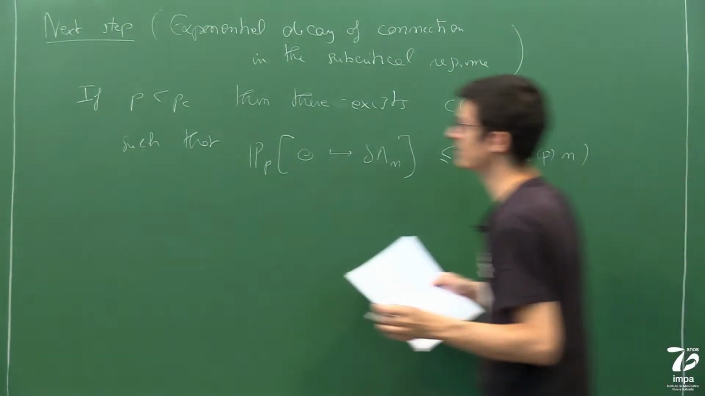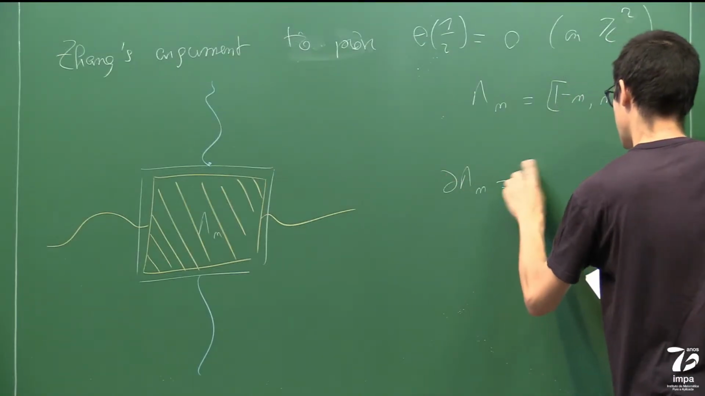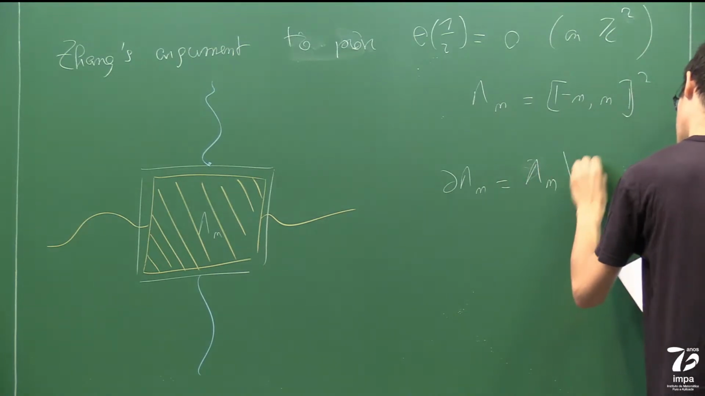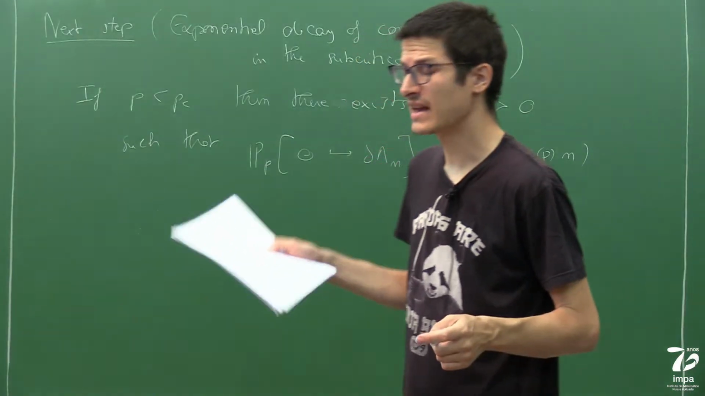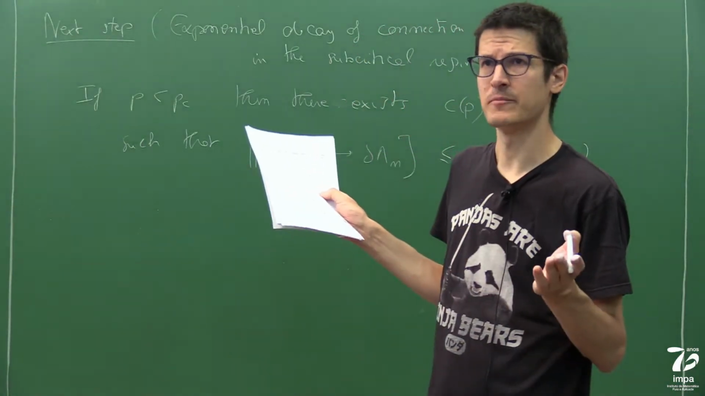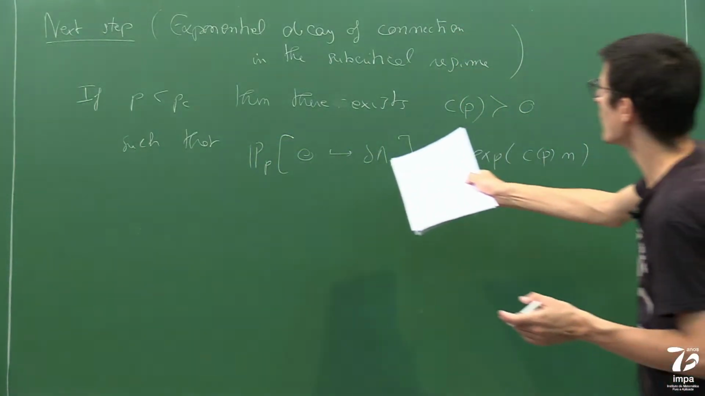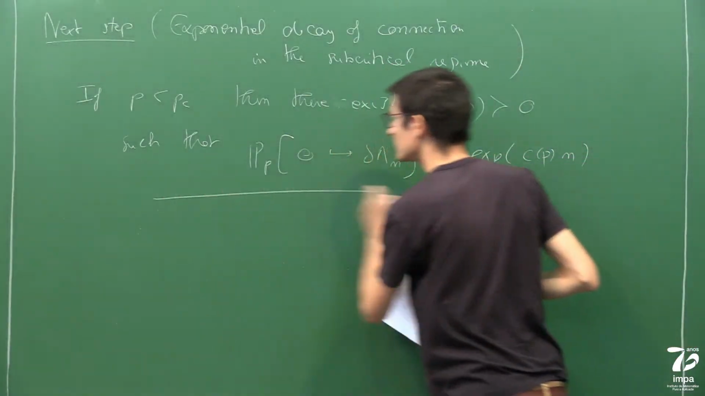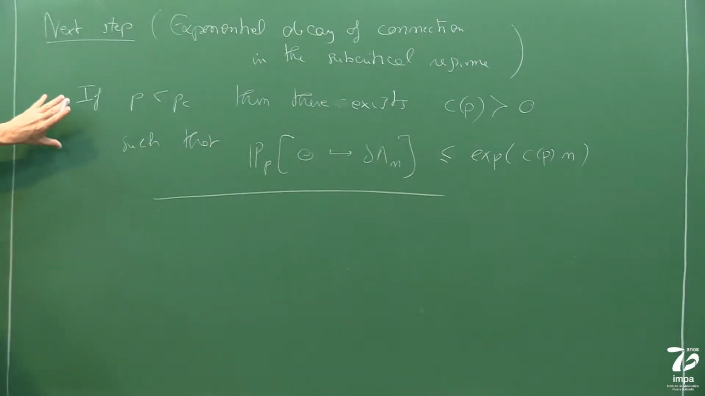Where here this thing is just Lambda n minus Lambda n minus 1. So this is the set of vertices of Lambda n that are adjacent to the complement of Lambda n. So this is actually valid in Z^d. This is quite general. Why is it interesting in Z^2?